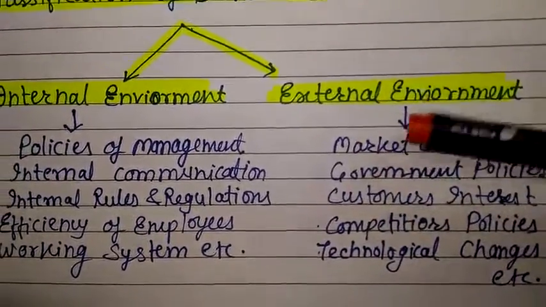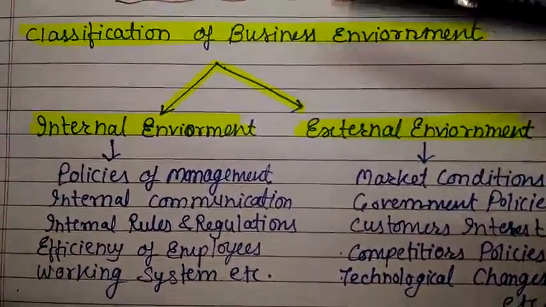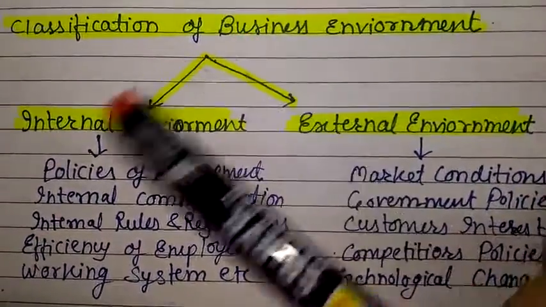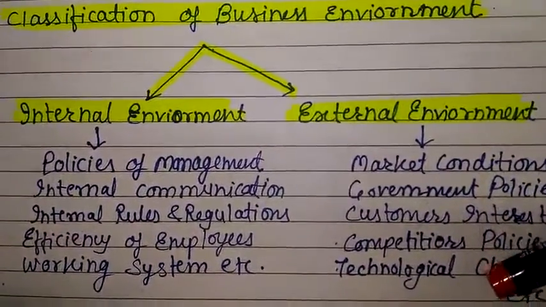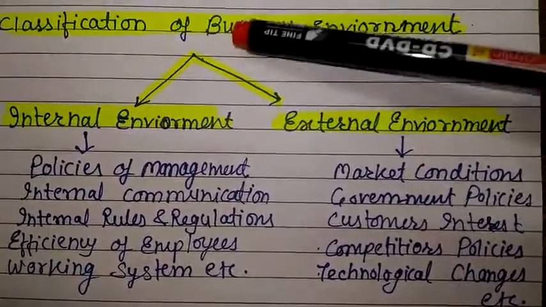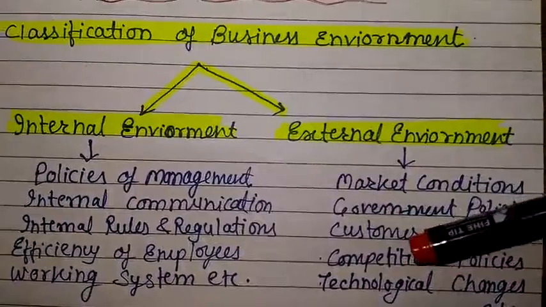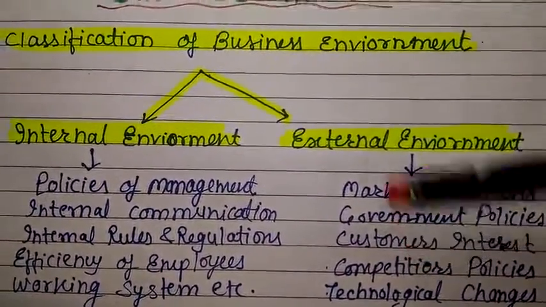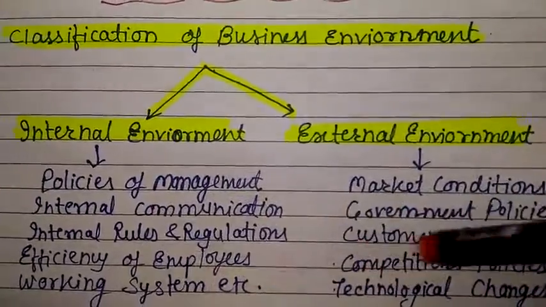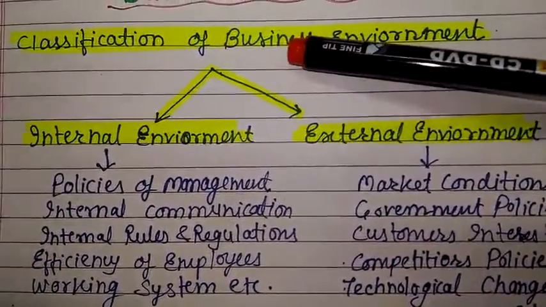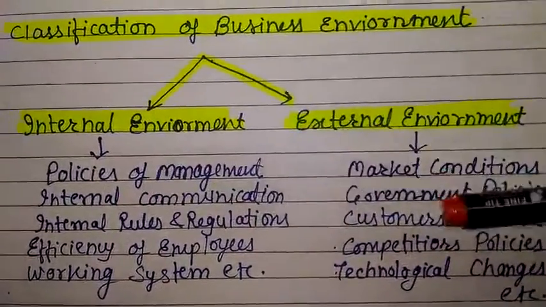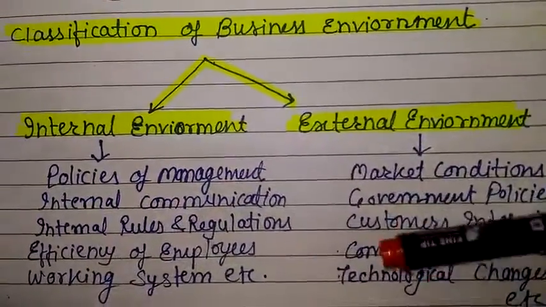This is the external environment. So this internal environment can be adjusted or changed by the institution, but the external environment cannot be changed by any institution. The business or institution has to adjust itself with the external environment. So as I gave you the example of a school, in the same way the business also has these two types of environment, internal and external.